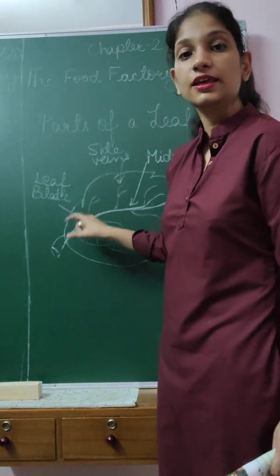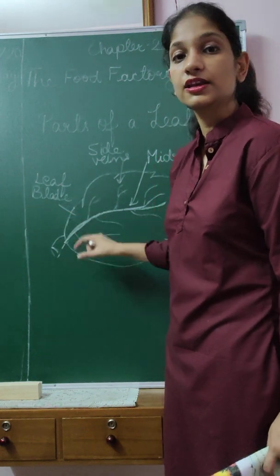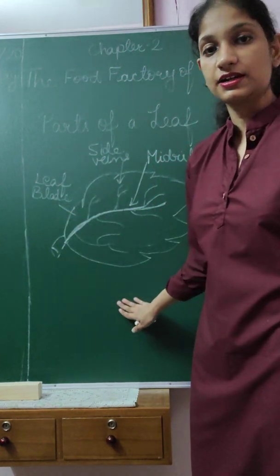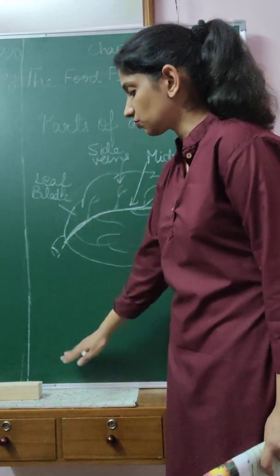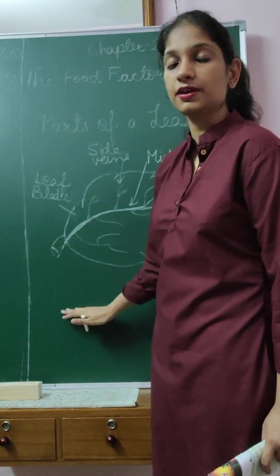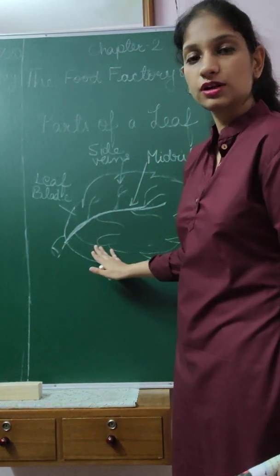और leaf is the food factory of the plant. यानी leaf में खाना बनता है plant के लिए. That food and minerals is transported throughout the plant. पूरे plant में इन्हीं veins के through transport होता है.